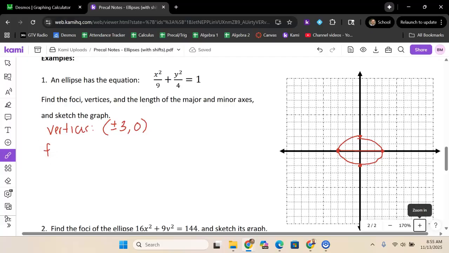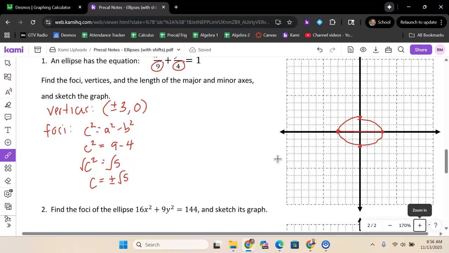To find the foci, I've got to use that formula. So the foci formula is c squared equals a squared minus b squared. A squared and b squared are these numbers. Don't square them. So that's going to be 9 minus 4. It's always bigger number minus smaller number. So c squared is going to be 5. Take the square root. We're going to get c equals plus or minus the square root of 5.